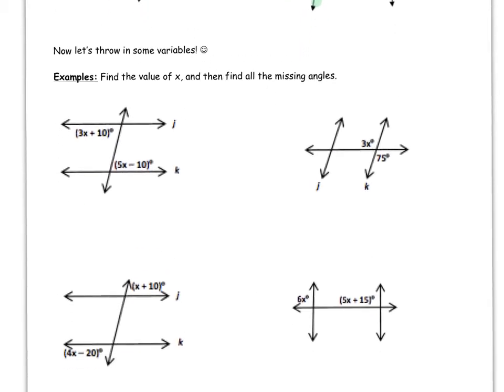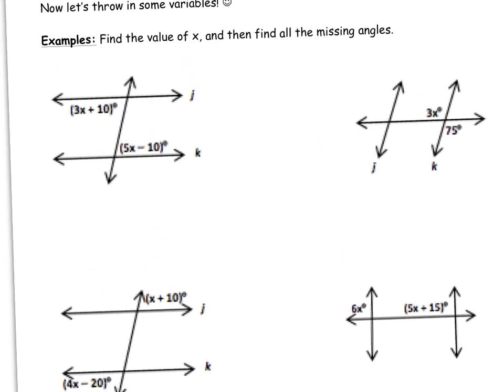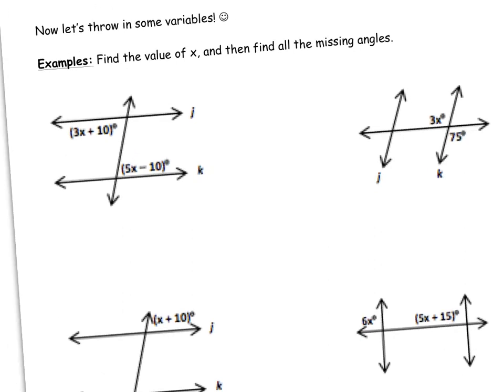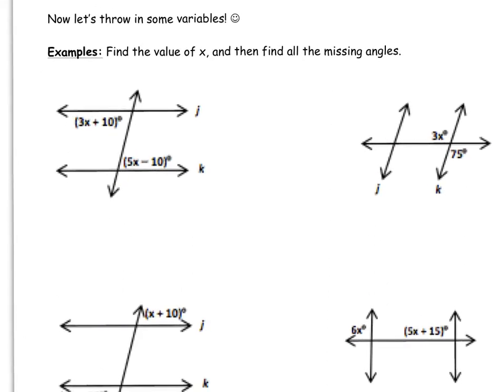So let's get to the fun part. Here's the fun part. Solving variables. Woo! We love this part. So find the value of x and then find all the missing angles. So the first thing you have to do is you first have to assume that your lines are parallel. If you don't assume your lines are parallel, these problems are impossible to solve. So keep that in mind.